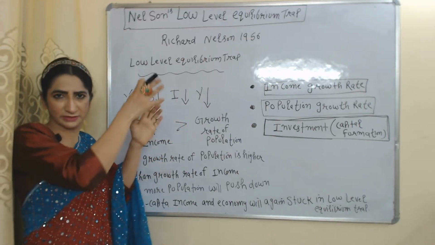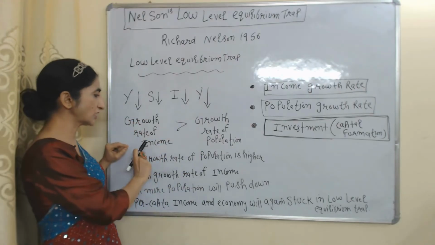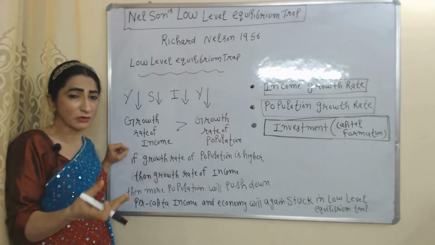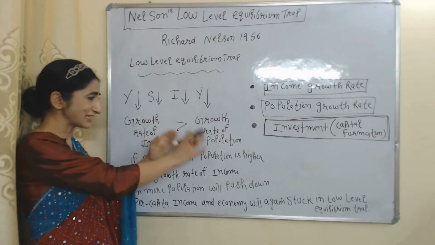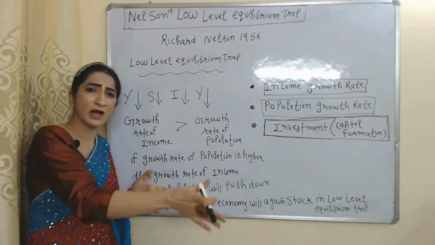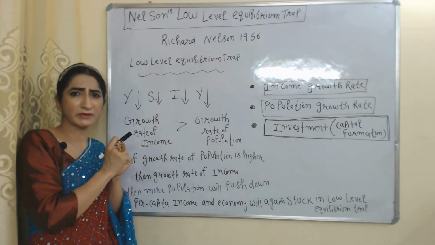According to this theory, in order to come out of this trap, the growth rate of income should be more than the growth rate of population. Because if the growth rate of income is less than the growth rate of population, then more population will push down our per capita income and we will again be stuck in the low level of equilibrium trap.